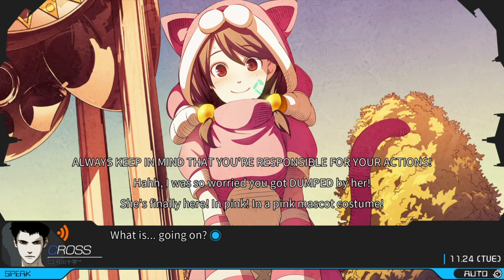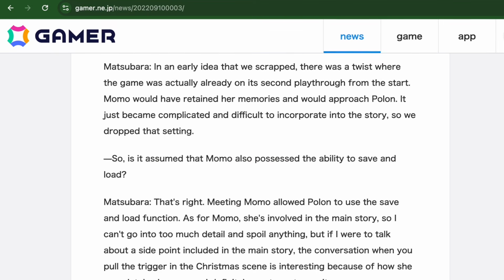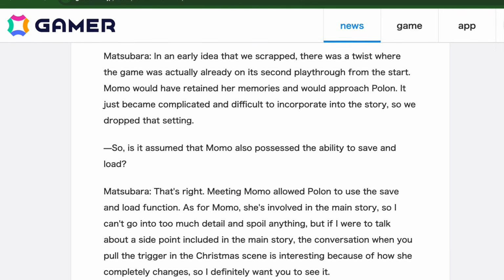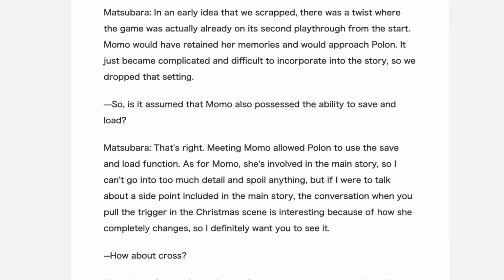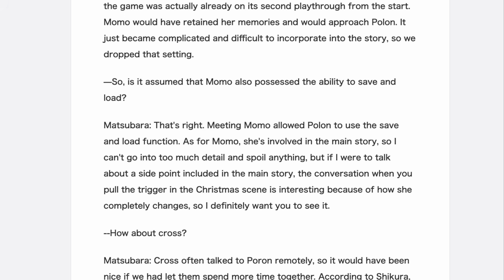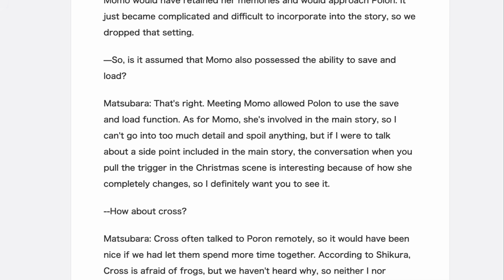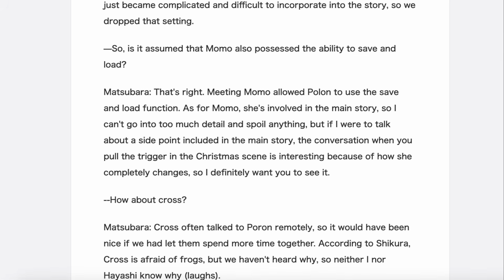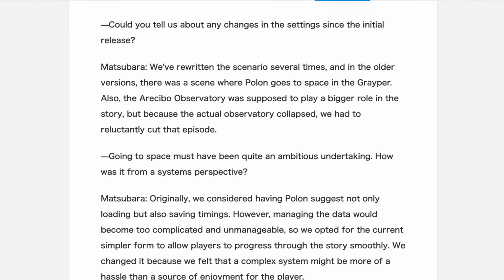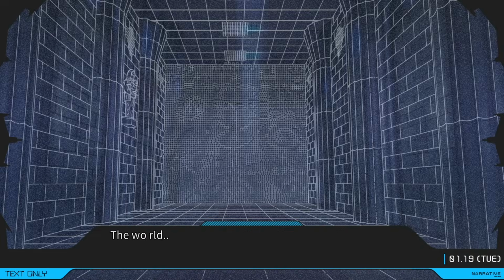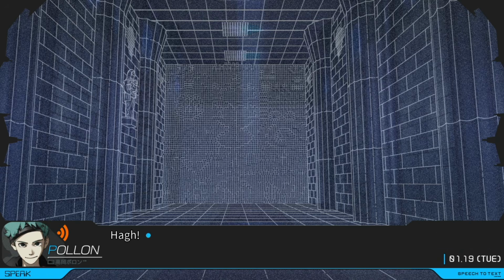In earlier iterations of Anonymous Code's story, Momo was also able to save and load, just like Polon, and by the beginning of the game, Momo had already been through the story's events once before. However, they ultimately scrapped this gimmick because they found it was too messy to write. In addition, they had also planned on Polon going into outer space in the ending, rather than beyond the load region as he did in the retail release.